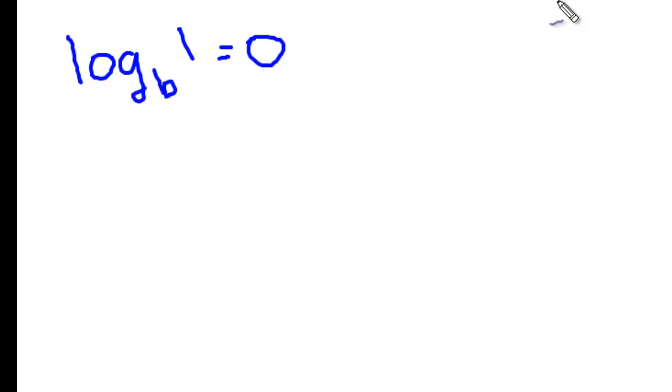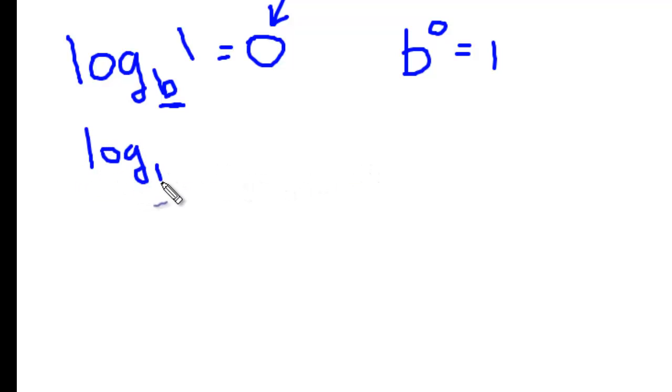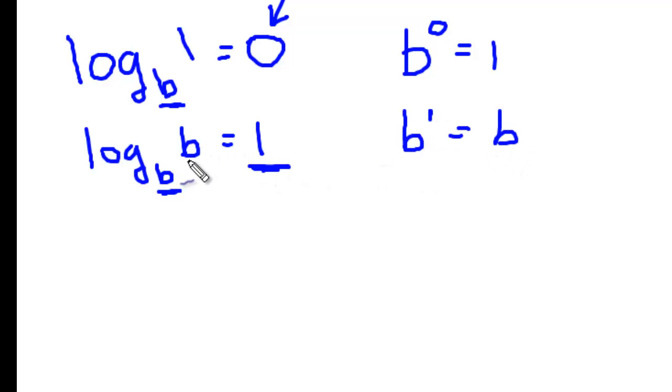Let's look at some basic properties of logs. So let's start by looking at some properties. If we have log base b of 1, it will be equal to 0 because we're saying that b, which is here, raised to the 0 power, this is the exponent here, is equal to 1. If we have log base b of b, that's going to be equal to 1 because b raised to the first power is equal to b.